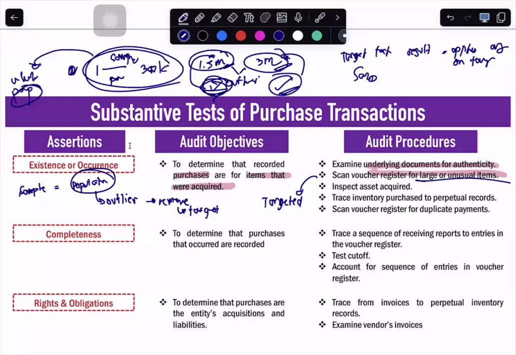Next, we inspect the asset that was acquired. For example, you recorded that 1.5 million based on the source document. You see whether the asset relating to that 1.5 million really exists in the entity. So let's say the 1.5 million relates to property, plant, and equipment, then that equipment must be within the entity. Next, we trace inventory purchases to perpetual records if that is inventory itself. And then lastly, we scan the voucher register for duplicate payments.